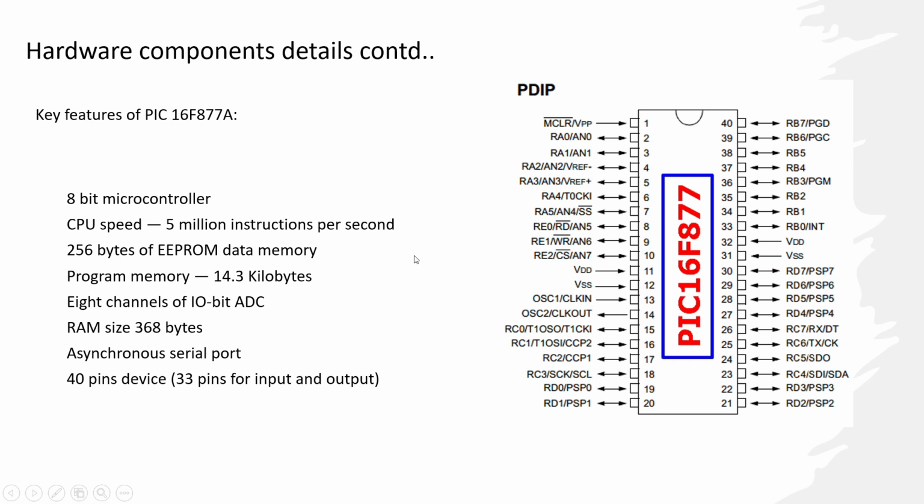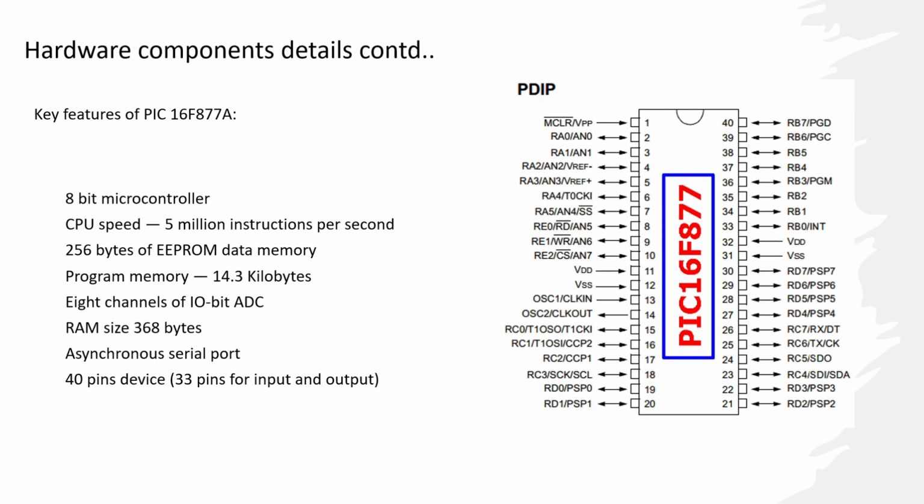It is an 8-bit microcontroller. CPU speed is 5 million instructions per second. 256 bytes EEPROM, data EEPROM memory, program memory 14.3 kilobytes. RAM size is 368 bytes. Asynchronous serial ports, 40 pin device. Now that was the microcontroller we will be using.